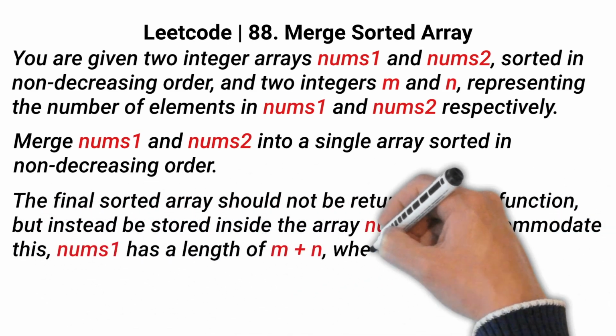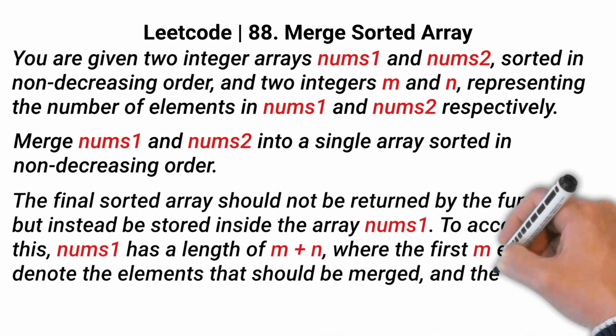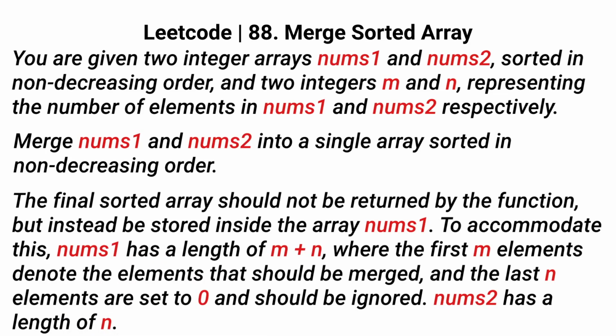To accommodate this, nums1 has a length of m plus n, where the first m elements denote the elements which should be merged, and the last n elements are set to 0 and should be ignored. Nums2 has a length of n.